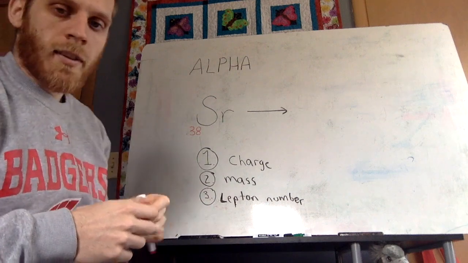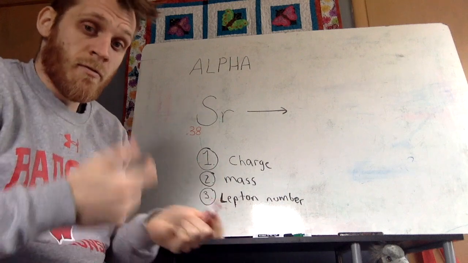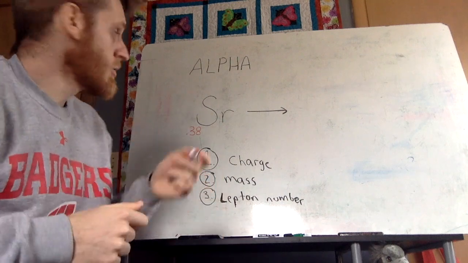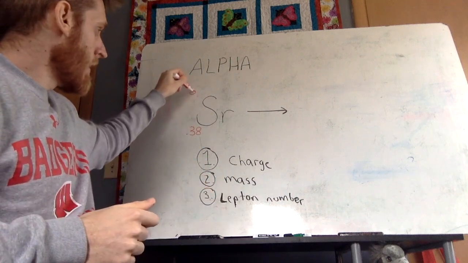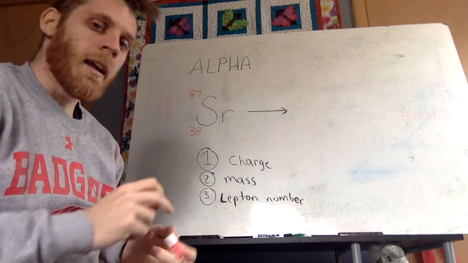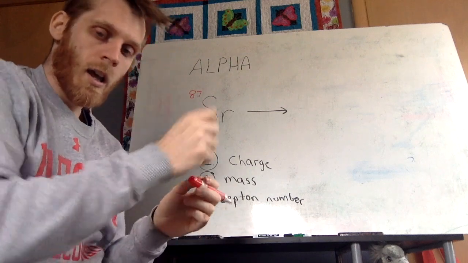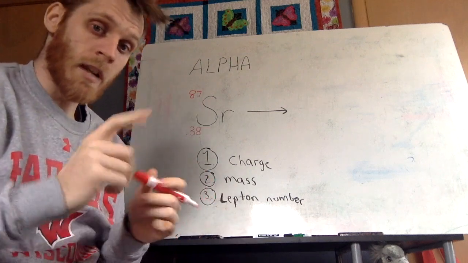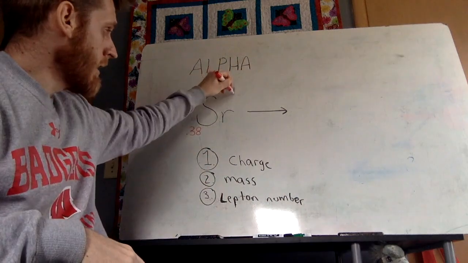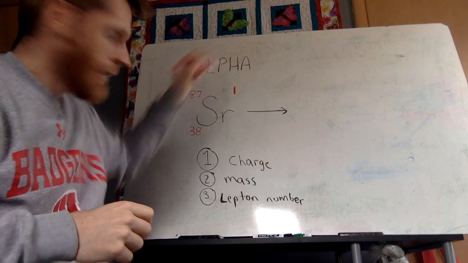The upper left-hand side, I'll put the mass of strontium. Now, strontium's mass can vary. I'm just going to pick a particular type of strontium. We'll call it strontium-87. And then in the upper right-hand side, I'll put the lepton number. Now remember, all particles have a lepton number of 1. All antiparticles have a lepton number of -1. So strontium is indeed a particle, so I'll put 1 up there. Make that nice and prevalent.